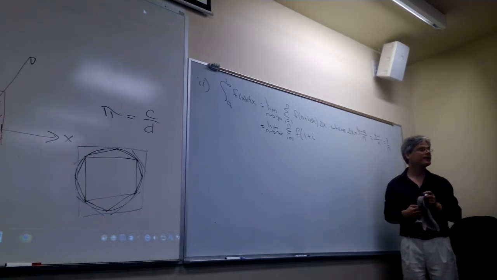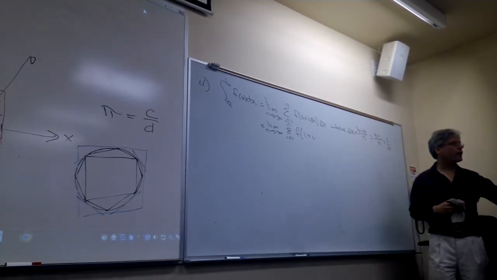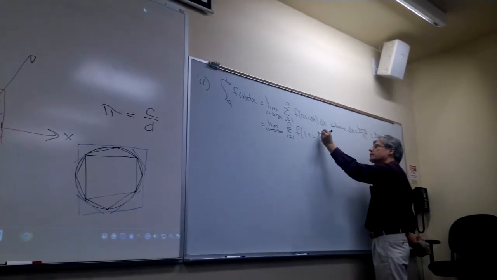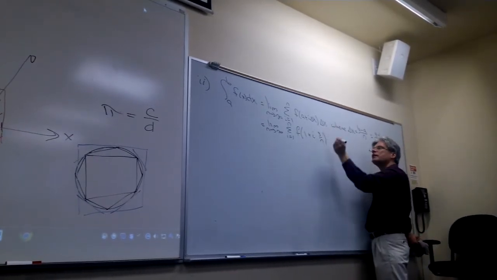So my delta x is just going to be 3 over n. All times, oh shoot, look at that, another delta x, which is 3 over n.